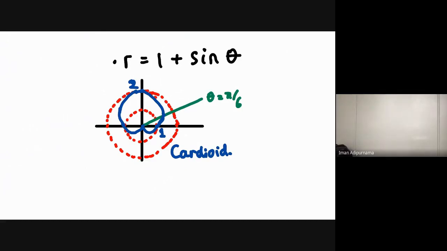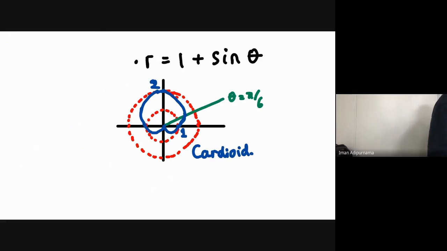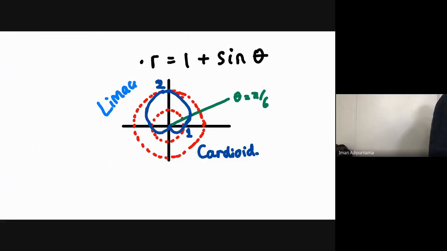The general form for this one is called the limaçon. Limaçon has several forms, one of them is the cardioid. It depends on this point here. It can be a dimple, it can be looping, it can be going outside here. So it's similar to a fruit.